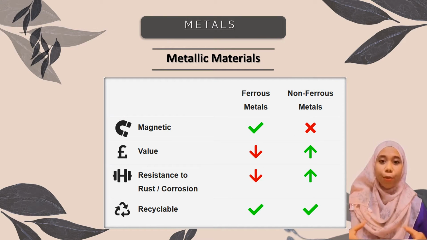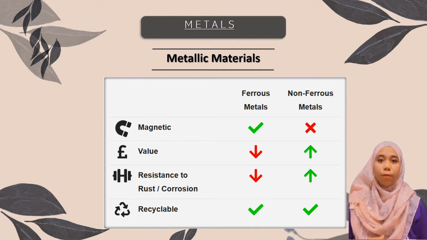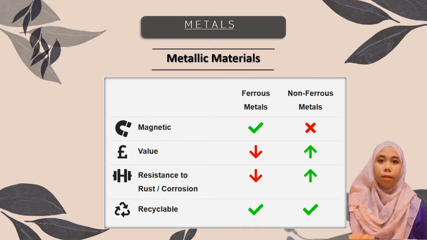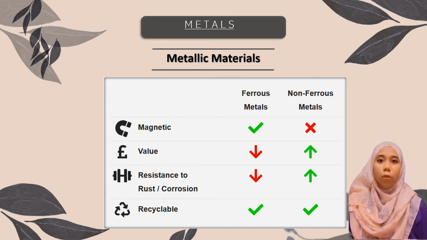So here we can see that there are several differences between ferrous metals and non-ferrous metals. The first one is magnetic properties. Ferrous metals do attract magnets, while non-ferrous metals do not attract magnets. The second one is cost. Non-ferrous metals cost much higher than ferrous metals.